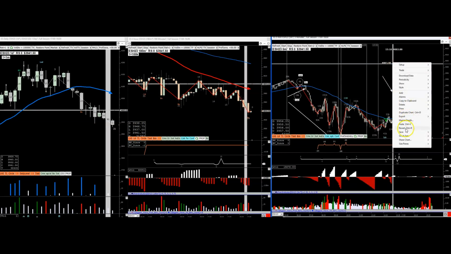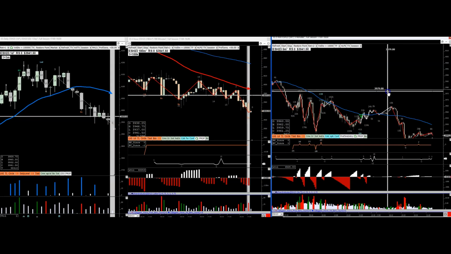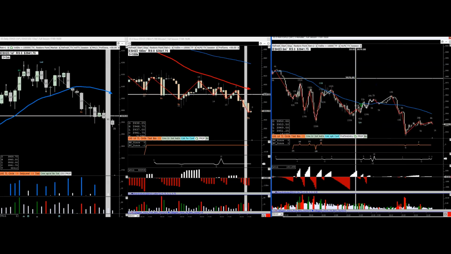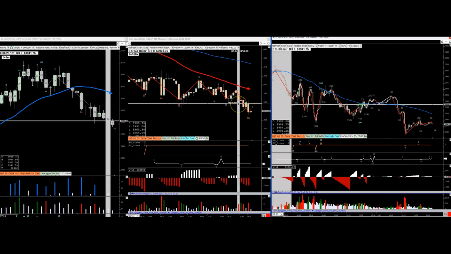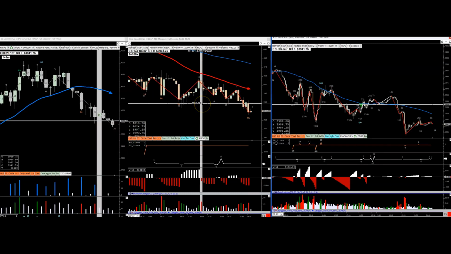So let's just delete all this and go over. All right. Now remember, the ES is in a downtrend. In a downtrend, any downtrend, you do not trade bullish change of behavior. You only trade bullish change of behavior in uptrends and in sideways trends. Similarly, a bearish change of behavior, you only trade it in downtrends and in sideways trends. You do not trade it in strong uptrends.